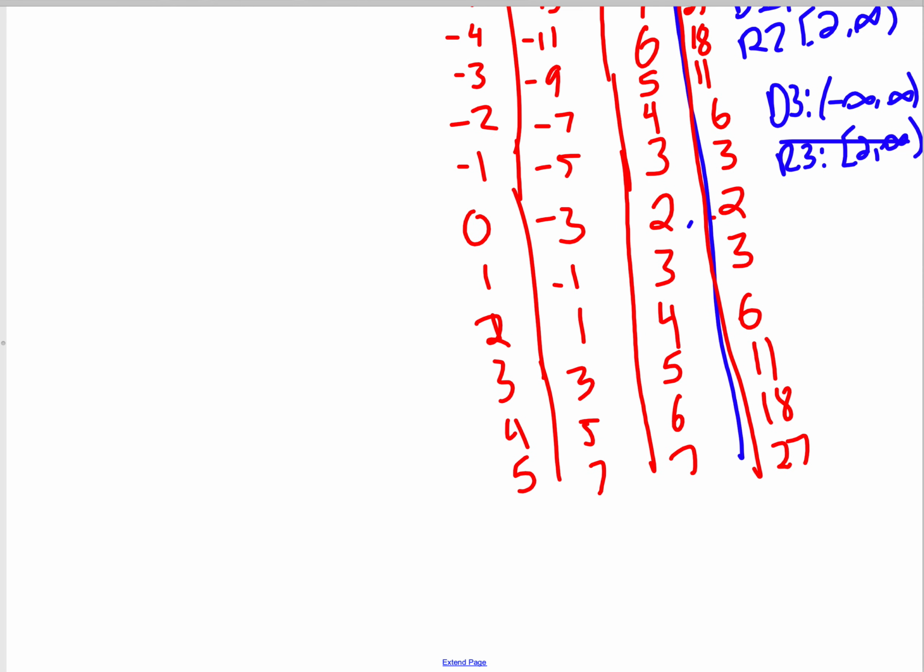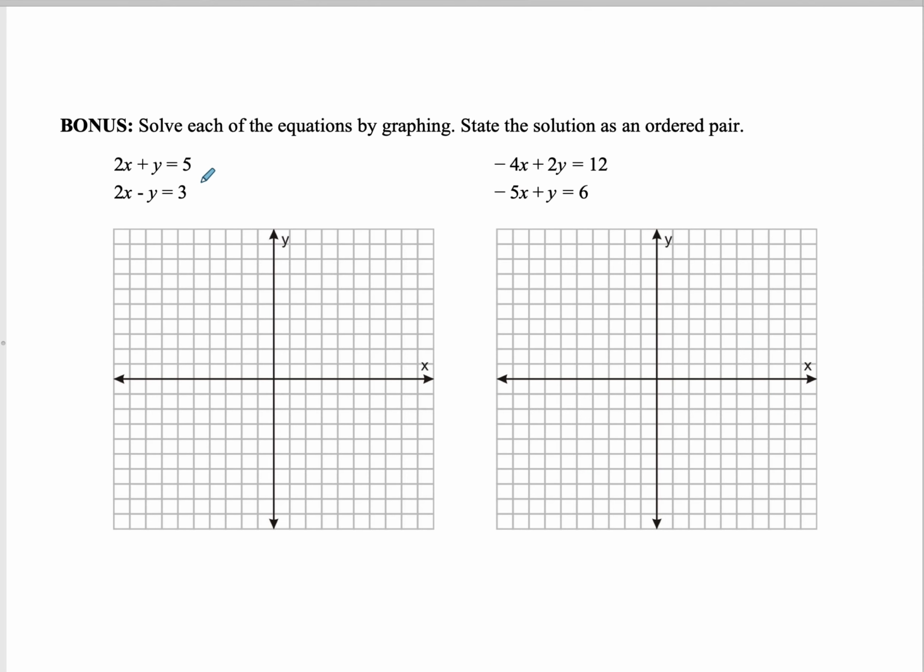All right, folks, so the last one I'm going to go into is the bonus. On the bonus, you need to solve by graphing. Maybe by now you can see these would actually be wicked easy to solve with elimination or substitution, but we're going to go in with graphing anyway.